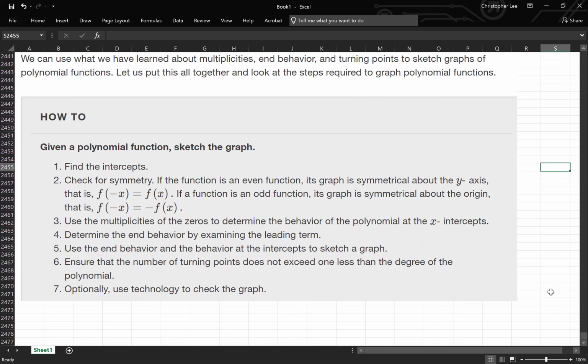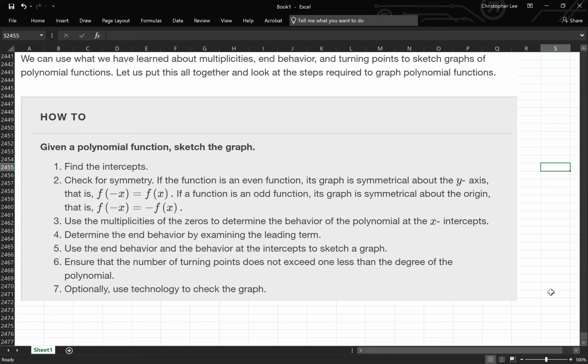Step 1, find the intercepts, the y-intercept and x-intercepts, and plot them. Check for symmetry. If the function is an even function, its graph is symmetric about the y-axis, that is, if f of negative x is equal to f of x. If the function is an odd function, its graph is symmetric about the origin, that is, if f of negative x is equal to negative f of x.